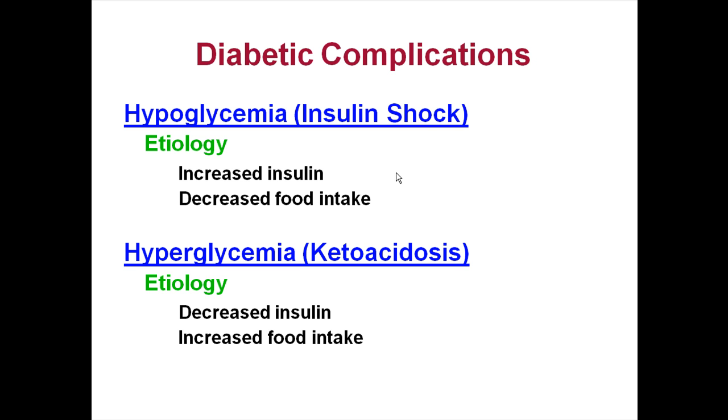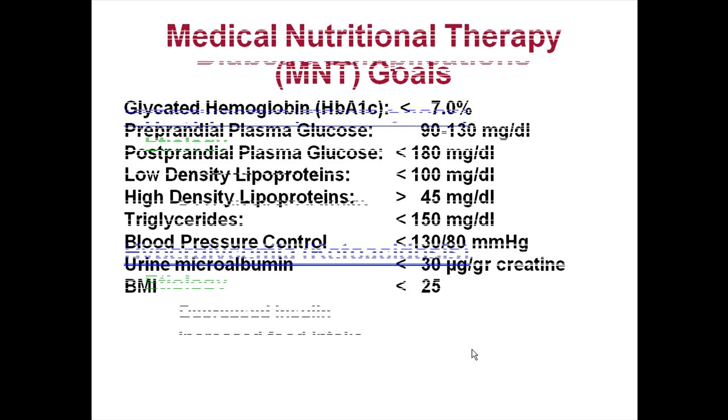Hyperglycemia is usually diagnosed before you know you have diabetes. Then there's ketoacidosis. So you have a decrease of insulin, but you eat your normal food, so you have increased food intake but decreased insulin, so you get hyperglycemia, and that leads to the conditions of hyperglycemia that we've talked about.